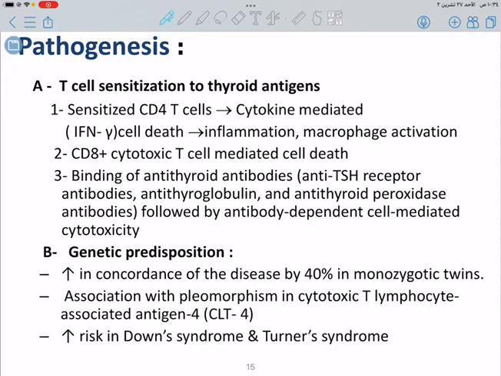In all autoimmune diseases there are environmental factors, right? Genetic predisposition, and something happening that breaks tolerance, so that there is production of immunity against self antigen. So it is associated with polymorphism in cytotoxic T lymphocyte-associated antigens, and it has a higher risk in Down syndrome and Turner syndrome. People who have trisomies have a higher risk.